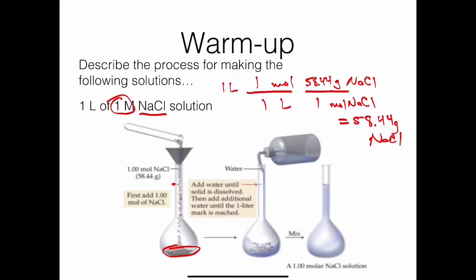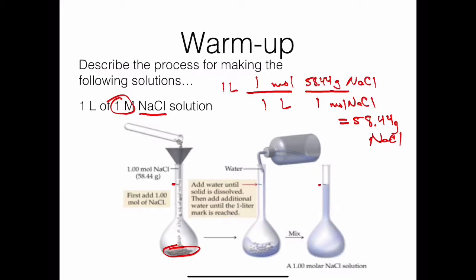Now we're going to add just a little bit of distilled water, just enough to cover the sample and be able to have it dissolve. The more water you put in there, the more difficult it is to dissolve a solid. So we're just going to add enough water to be able to dissolve the solid. And then when we see that it has a homogeneous appearance, we're going to fill it with water to the mark. And when we do that, we know we have the exact amount of solution that we need.